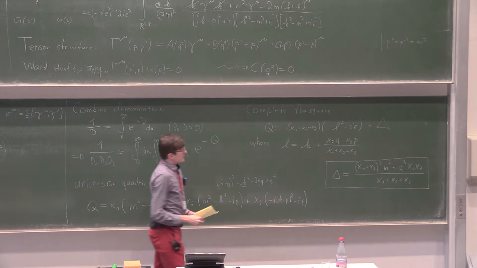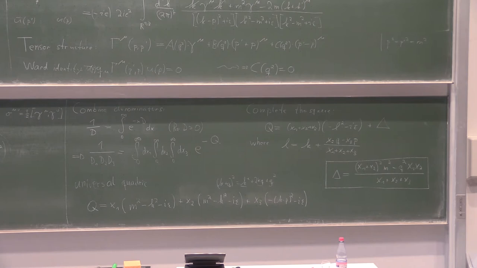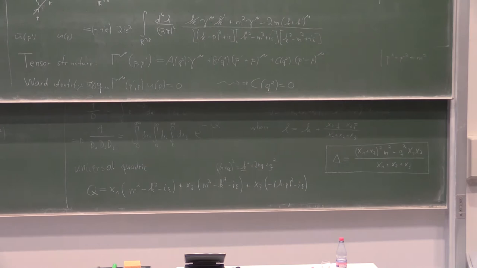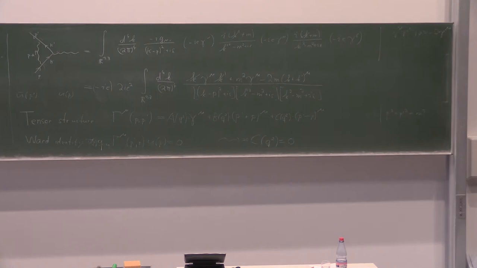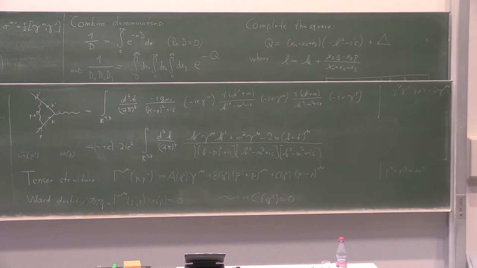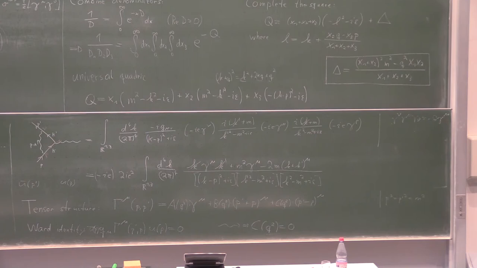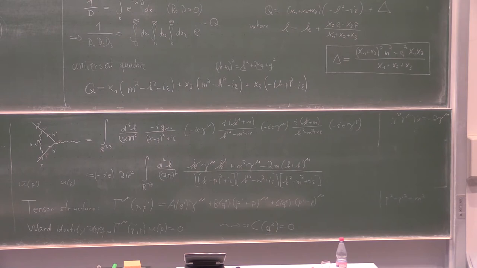So this is already progress. I'm sure you've all seen this before. I just wanted to do it again here so that you believe the things I say later. So this way we have gotten rid of the entire denominator of our integral expression for the form factor, for this function gamma for the vertex. We haven't isolated the form factor yet. So this is one of the first steps that we have to accomplish.